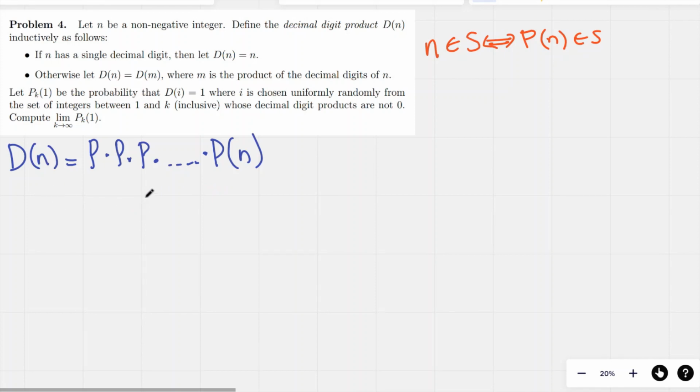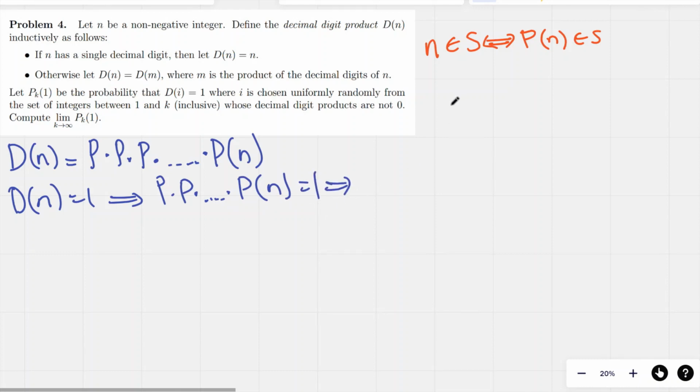Because this probability here is all to do with when D of n is 1. So if D of n is 1, that implies that if I do P sufficiently many times on my n, I get 1. And if I use my lemma now, because 1 is in S, I can keep applying this lemma, however many P's there are, inductively, to get that n is in S. So if D of n equals 1, that means that n has to be in S.